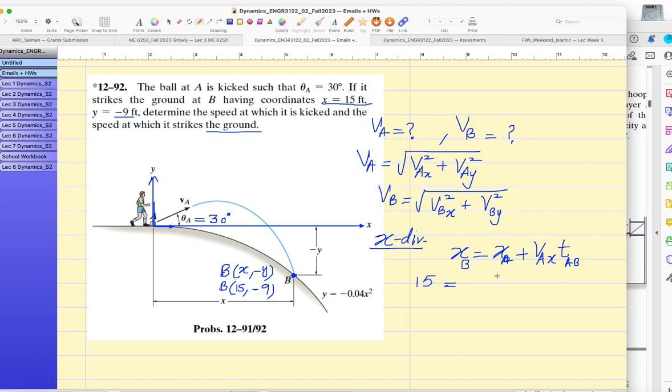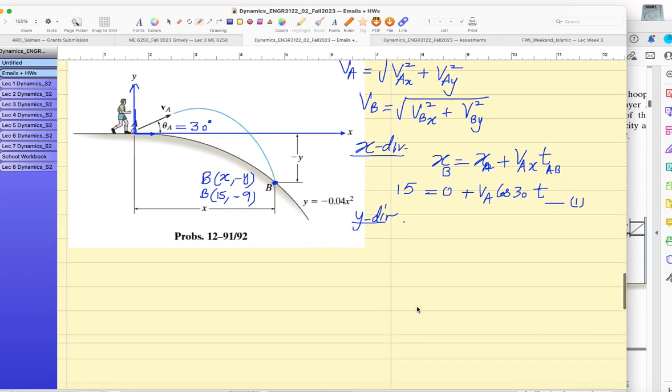15 equals 0 plus VA, which is VA cosine 30, times t from A to B. Let's use t without the subscript because we know this is the time of flight. Now we have two unknowns in one equation. Now let's use the same distance formula, but now in the y direction. That will solve probably many unknowns, but let's try.